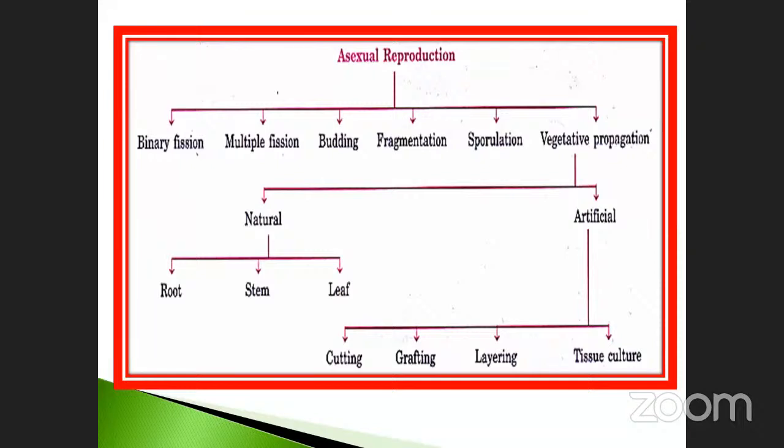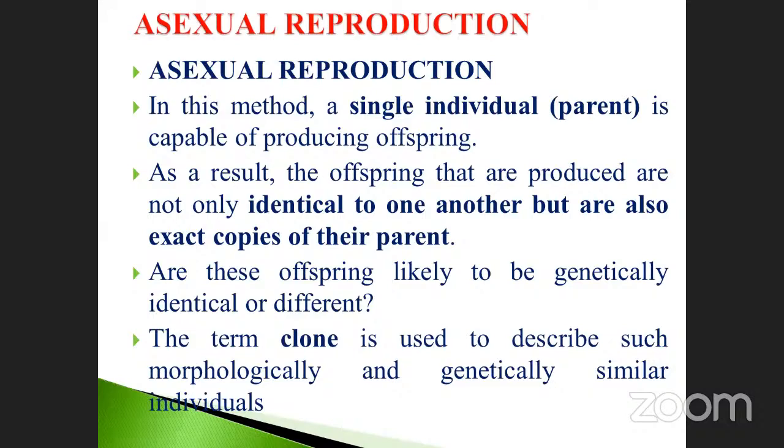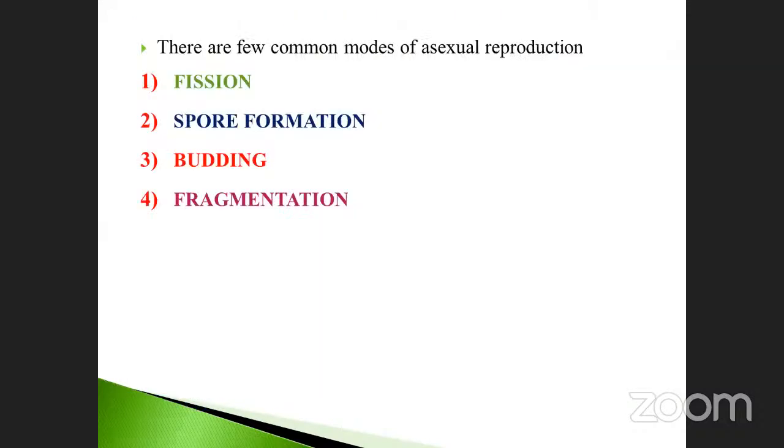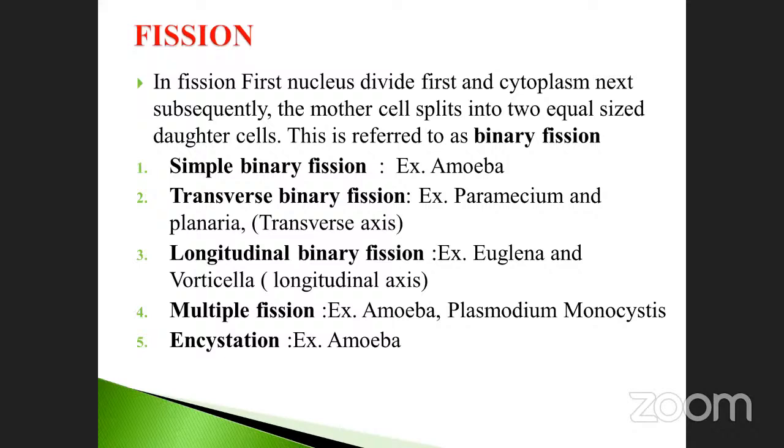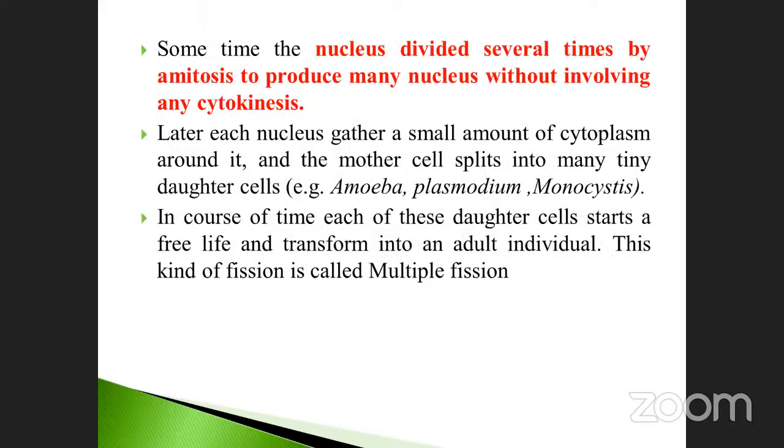These all come under reproduction, whether natural or artificial. Okay, what are the types of asexual reproduction? Fission, spore formation, budding, and fragmentation. We discussed fission only. Any questions, students? Do you have any questions?